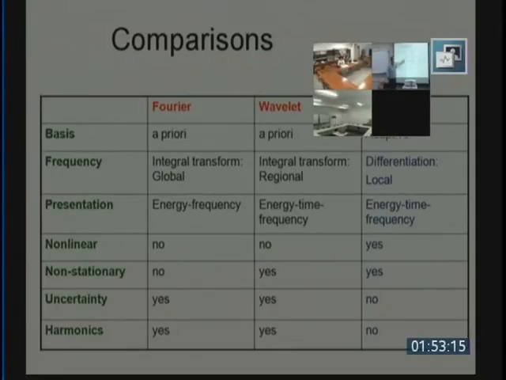Fourier uses integral transformation, sine, cosine. Wavelet uses regional transformation: the wavelet, long, dilation, and small. And all these are integrals. Here is differentiation. I take a derivative to get the frequency, and that gets my time location, so it is local. And that's why it's more powerful.